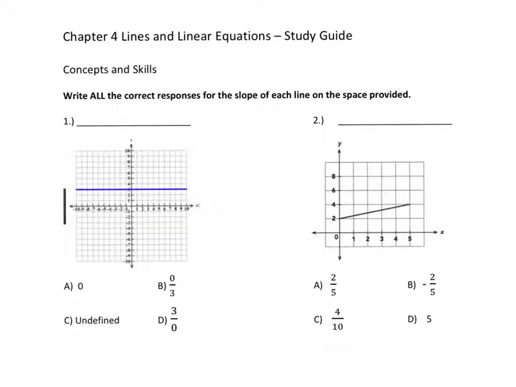Here's part 1 of your Chapter 4 study guide. Write all of the correct responses for the slope of each line on the space provided.